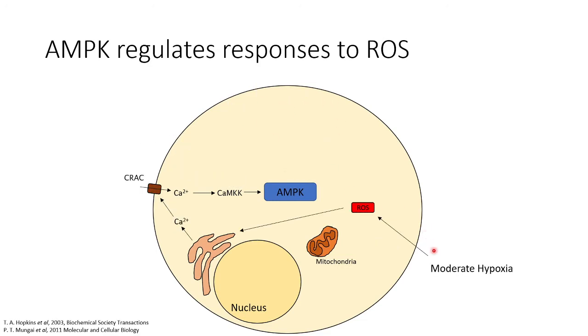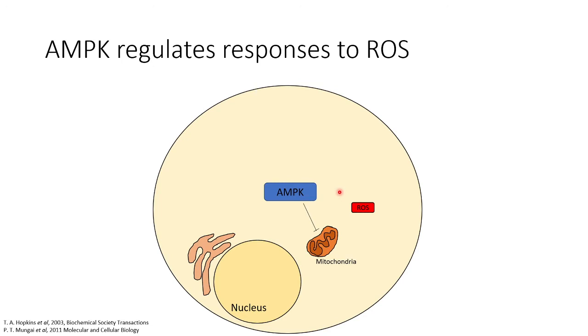Here we can see pathways of how AMPK responds towards reactive oxygen species in moderate hypoxia, where reactive oxygen species activate the endoplasmic reticulum to activate calcium-mediated kinase, which would then activate AMPK, which will then regulate the mitochondrial activity so as to prevent hypoxia from being fatal.